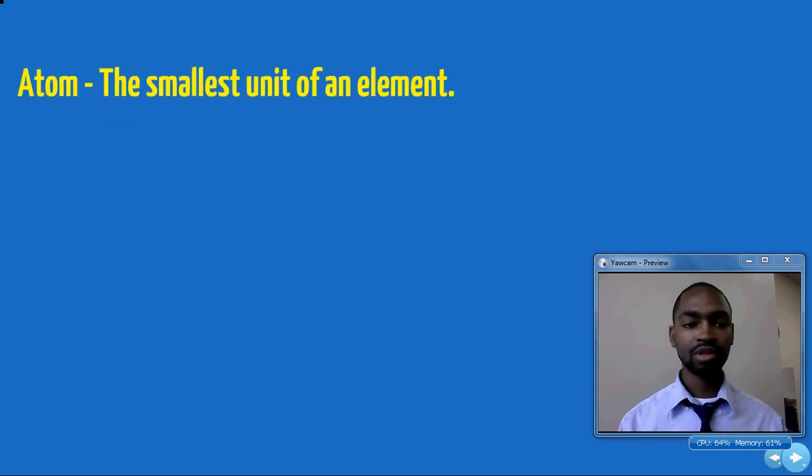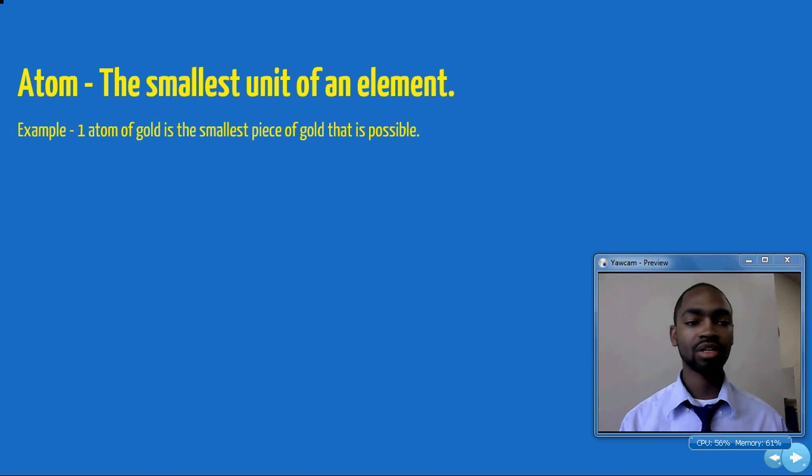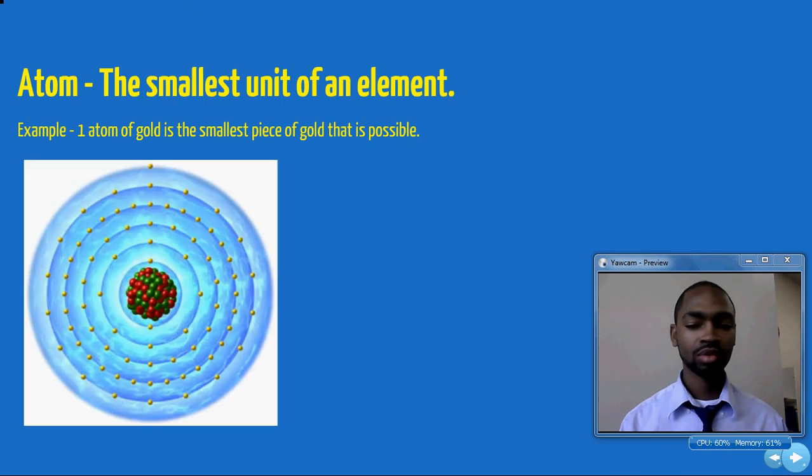So the atom is the smallest unit of an element. One example of an atom is one atom of gold, which would be the smallest piece of gold that is possible to have. So an atom of gold is the smallest piece of gold that's possible. There's nothing smaller. There's no smaller piece of gold than one atom of gold. Here is an example of a gold atom. As you see, it has a nucleus with some electrons floating around it. We'll talk about those later.